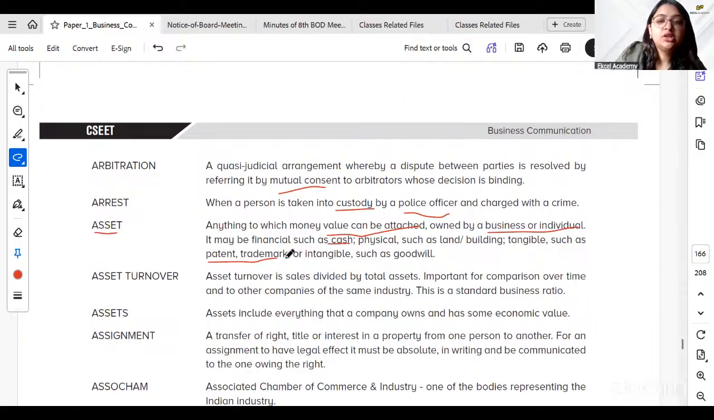Just a small correction here. Building or land is tangible. Patent, trademark, and goodwill, all of these are intangible, right? Please keep this in mind whenever you're understanding your asset.